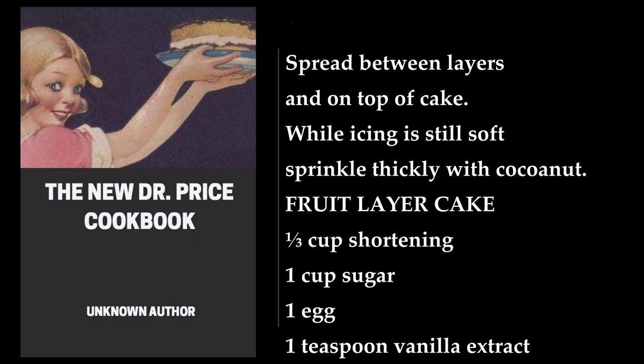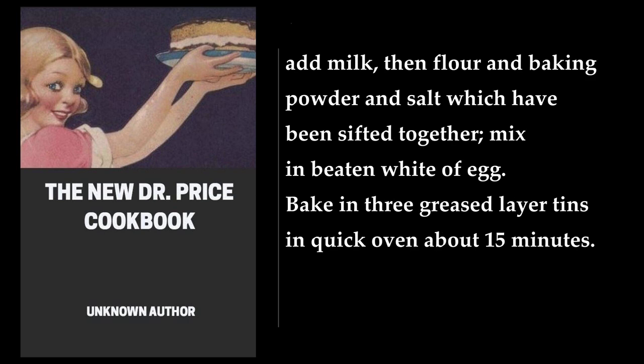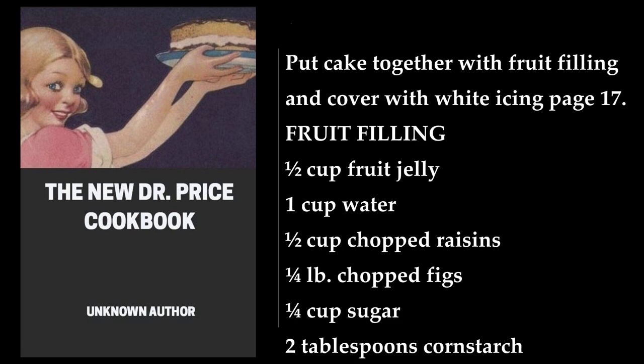Fruit layer cake. 1/3 cup shortening, 1 cup sugar, 1 egg, 1 teaspoon vanilla extract, 1 cup milk, 2 cups flour, 4 teaspoons Dr. Price's baking powder, 1/8 teaspoon salt. Cream shortening well, add sugar, add yolk of egg and vanilla, mix well. Add milk, then flour and baking powder and salt which have been sifted together, mix in beaten white of egg. Bake in 3 greased layer tins in quick oven about 15 minutes. Put cake together with fruit filling and cover with white icing.